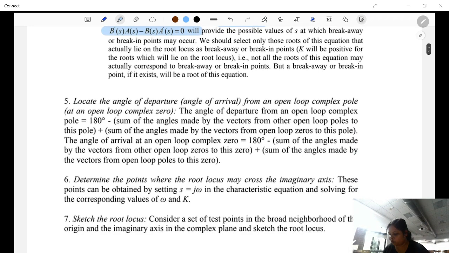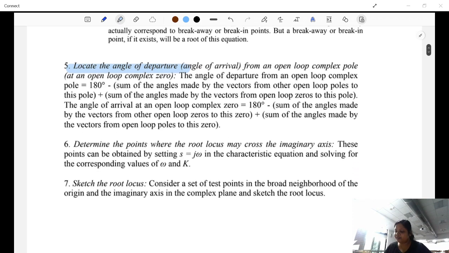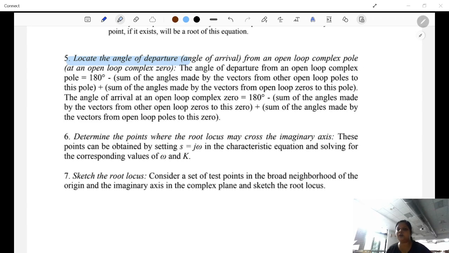Then if we have complex poles, we want to find out the angle of departure and the angle of arrival. If it is for a pole, it is the angle of departure. If it is for a zero, it is the angle of arrival, right? Because from a pole the branches depart, and at a zero the branches arrive. Then we also want to check whether the root locus crosses the j omega axis, the imaginary axis in the S plane. For that we determine the points where the root locus may cross the imaginary axis, simply by putting S equal to j omega in the characteristic equation and solving for omega and k. You'll see where the points of intersection are.